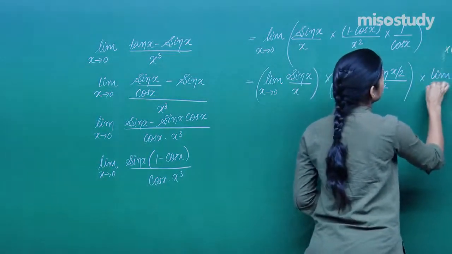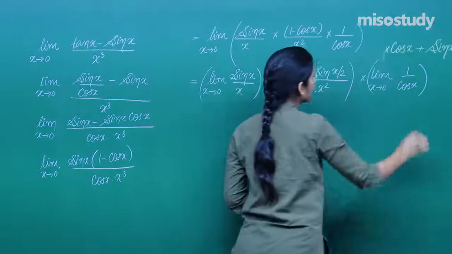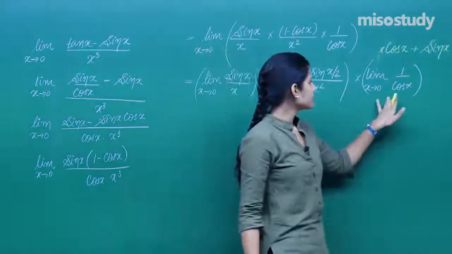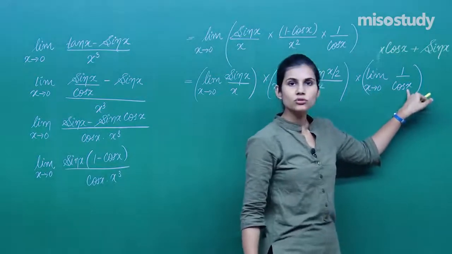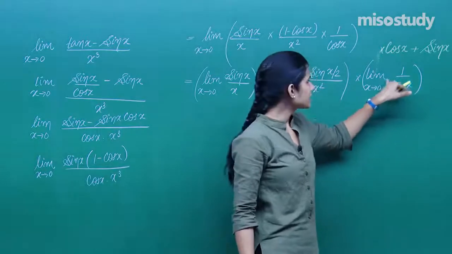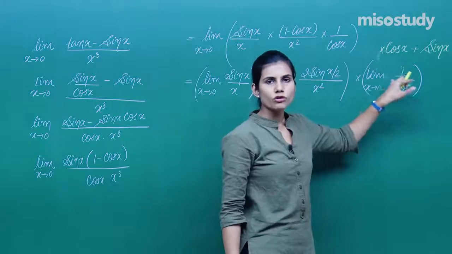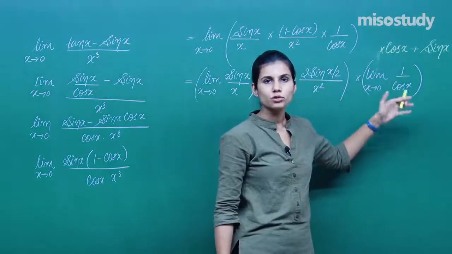Limit x tends to 0, 1 upon cos x. This limit also exists, because as x tends to 0, cos x tends to 1. Limit x tends to 0 of 1 upon cos x is 1 upon limit x tends to 0 of cos x. Limit of the quotient is quotient of the individual limits, provided both of them exist.